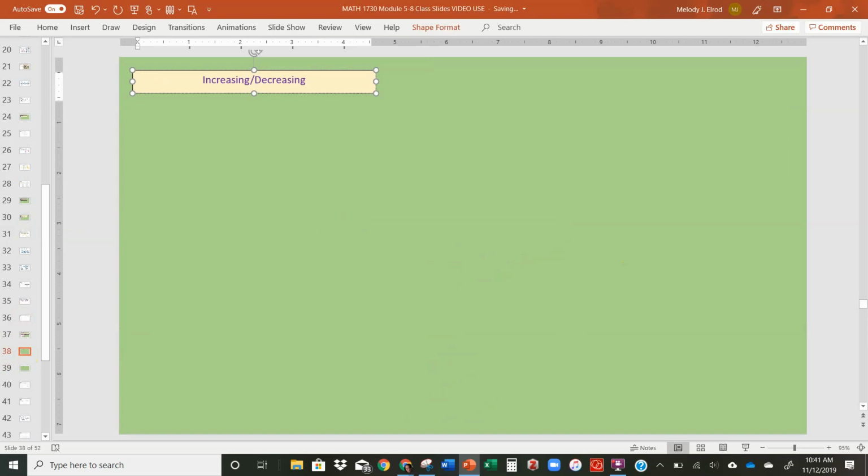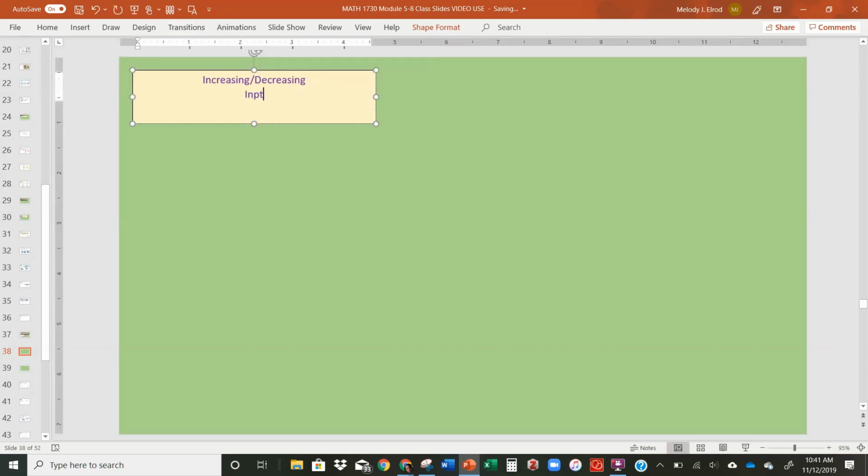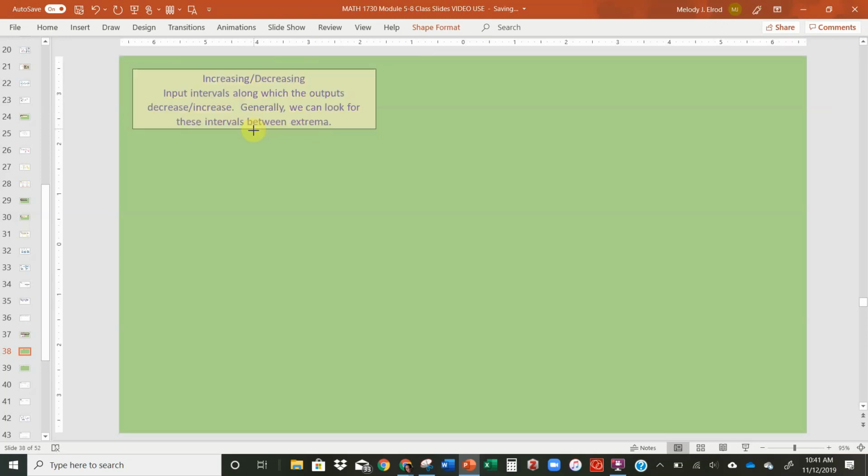And in particular, we're looking for intervals. In fact, let's be specific: input intervals along which the outputs decrease or increase. Generally, we can look for these intervals between extrema, although not always. It's a good starting place. Let's see what we're talking about here.